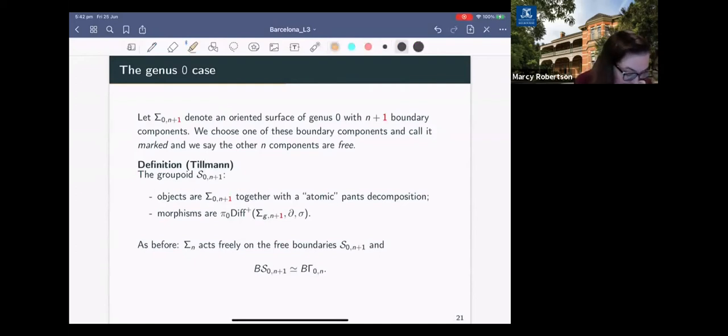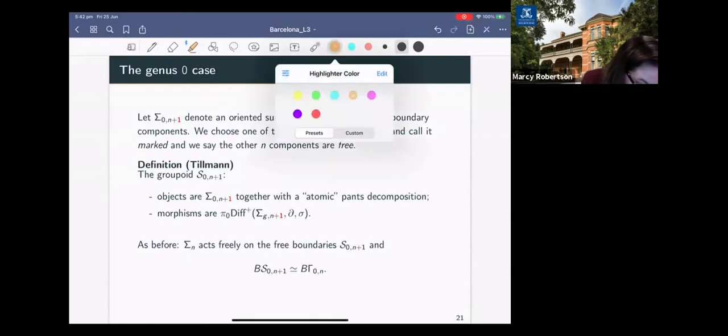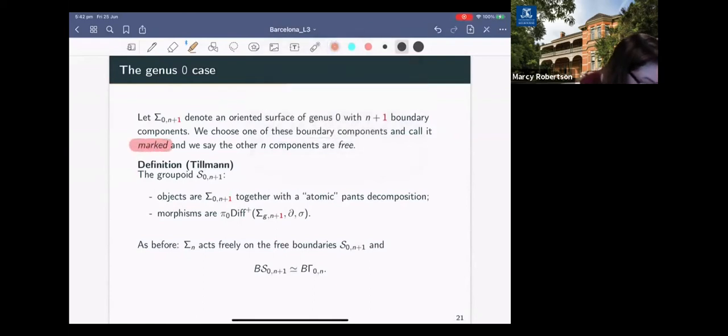So if we specialize down to genus 0, I'm going to have n plus 1 fixed boundary surfaces. What I mean by this red 1 is that one of the boundary components will be marked, and that will be the one that we're highlighting in red. Okay. And the other n components are free. So we're thinking of now having inputs and outputs. I'm going to specialize down even all the way to an operad.